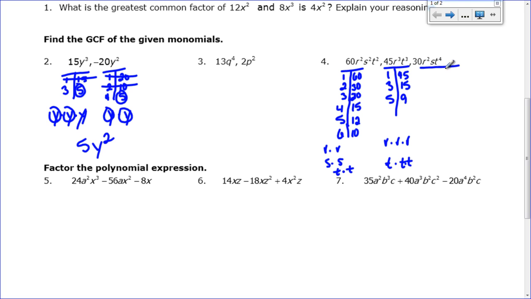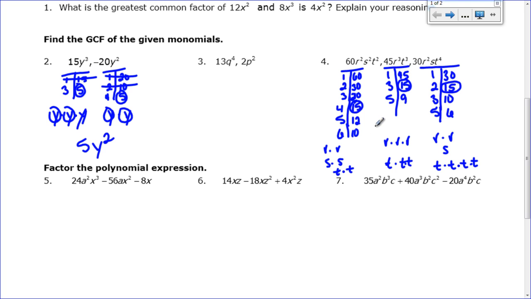And then my 30 here, I've got 1 and 30, 2 and 15, 3 and 10, 5 and 6. And then my R's, S's, and T's: R times R, S, and then T times T times T times T. So there I've listed them all out. So I'm going to go through my T-charts first with all my factors, and I see that the biggest number they have in common is this 15.